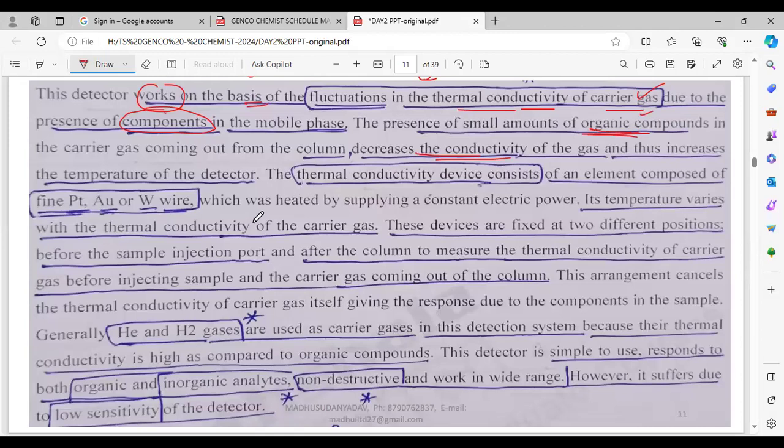Okay. If the conductivity decreases, what happens? Temperature increases. It decreases the conductivity of the gas, thus increases the temperature of the detector. So this increase in temperature will give you an idea about what kind of sample is coming out of the column. These thermal conductivity devices, that means TCD, are made up of these elements: platinum, aurum, and tungsten.